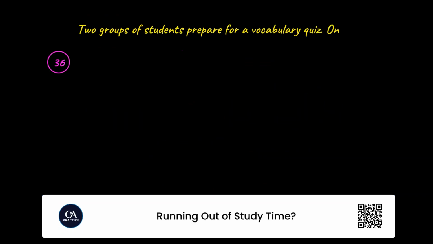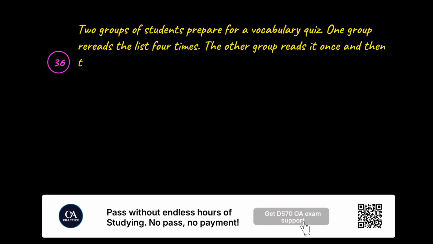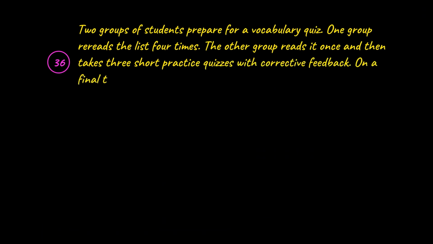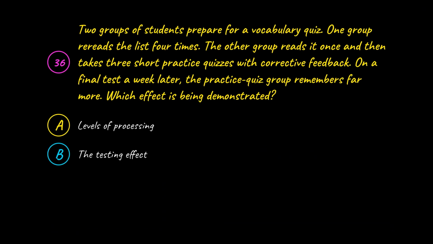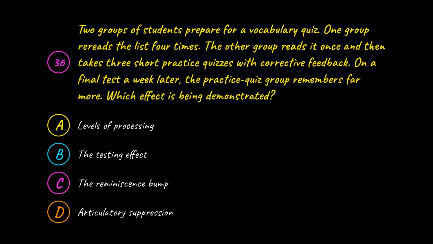Question 36. Two groups of students prepare for a vocabulary quiz. One group rereads the list 4 times. The other group reads it once and then takes 3 short practice quizzes with corrective feedback. On a final test a week later, the practice quiz group remembers far more. Which effect is being demonstrated? Your options are A. Levels of processing, B. The testing effect, C. The reminiscence bump, D. Articulatory suppression. What's your answer? Commit to one before I continue.